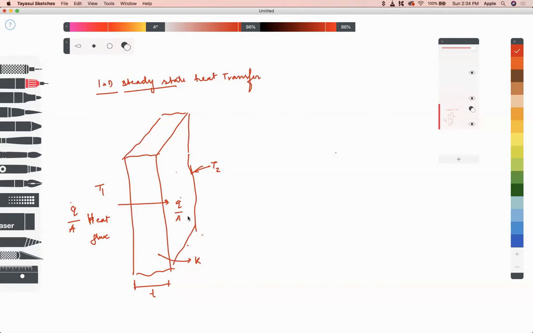All right, so here let's say we take only the direction, let's say this is the x direction, so we are considering only heat transfer in the x direction. Now we can say that temperature is a function of direction x. That means it varies only in the direction x. We are not bothered about direction y or z. Okay, so we can write it as q by A is equal to minus k into dT dx.